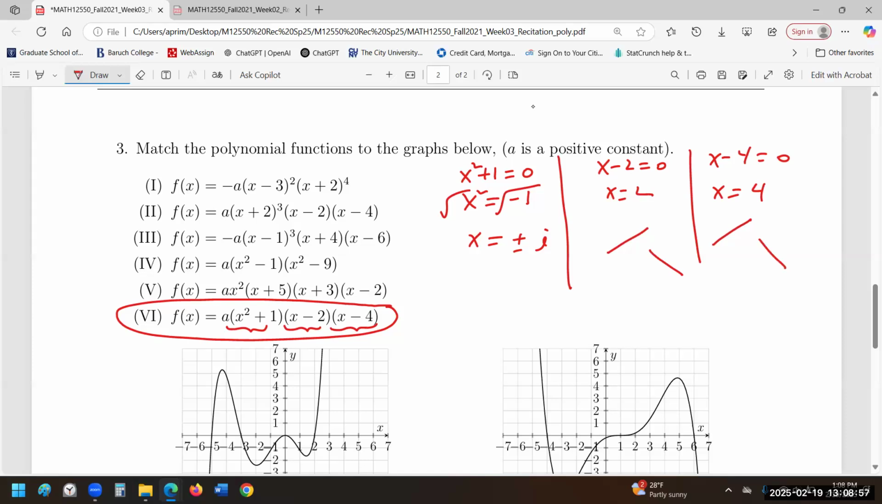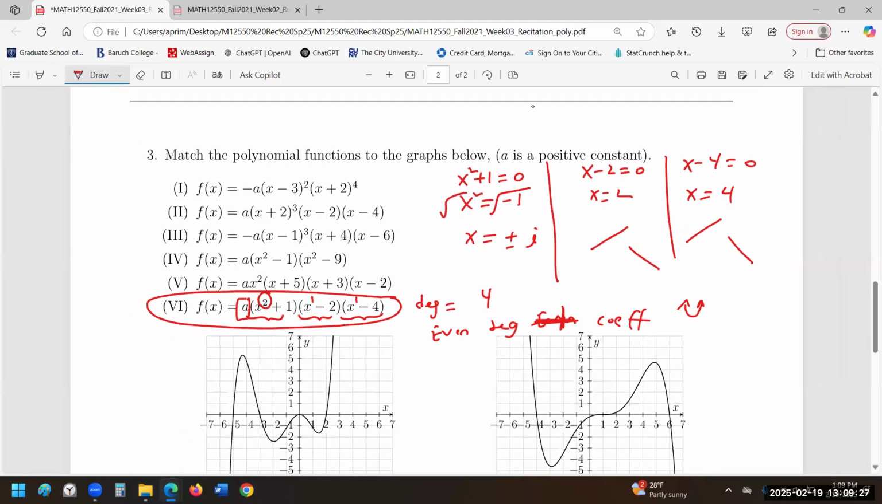And now you see what's the degree of this polynomial. So you have to count. The first one has 2, then we have 1, then we have 1. So we have degree 4. So we have even degree, and our leading coefficient is positive. Even degree, positive coefficient. It's like x squared. Both ends will go up.